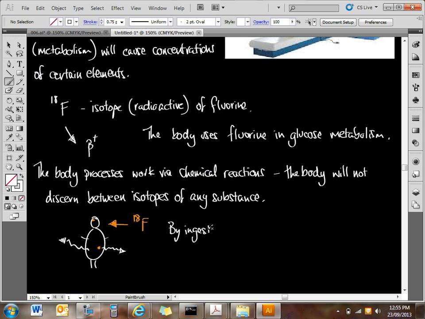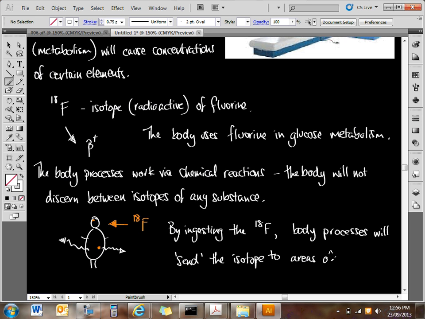By ingesting fluorine 18, I'll just say body processes will send it to areas of high glucose metabolism.